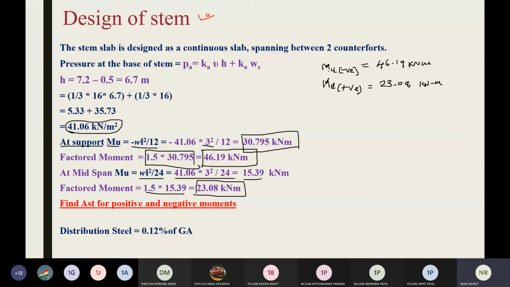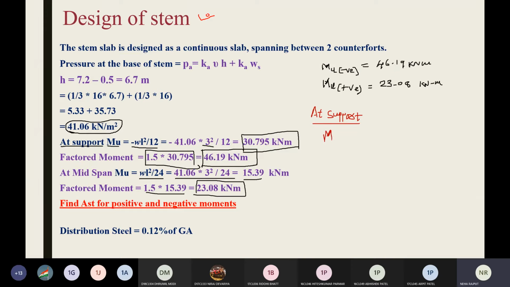Right. Now once you have this positive and negative moment, next what you are going to do, you are finding the area of steel and the detailing for the bars. That is diameter of bar and spacing of bar. So what I am doing, I am taking first negative moment or the support moment. So at support, first I am finding the reinforcement bar for support. So at support, calculation is there.